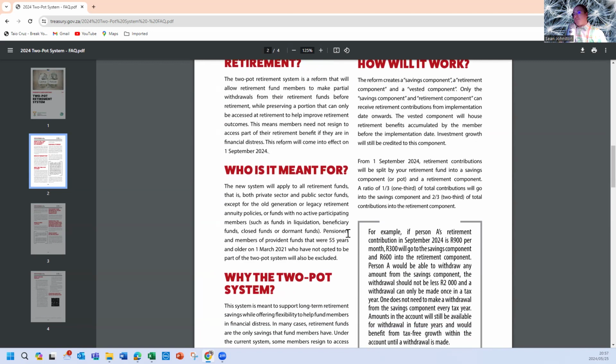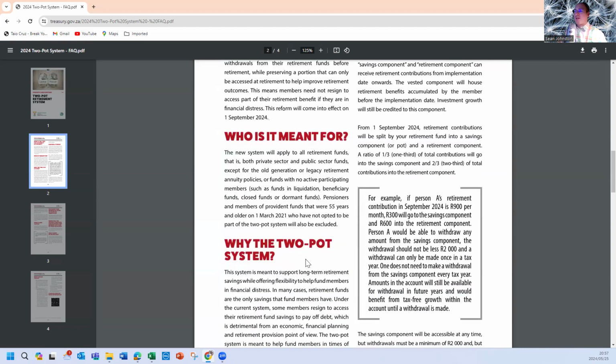Who is it meant for? The new system will apply to all retirement funds, that is both private and public sector, except for old generation or legacy retirement annuity policies or funds with no active participating members, such as funds in liquidation, beneficiary funds, closed funds or dormant funds. Pensioners and members of provident funds that were 55 and older from the 1st of March 2021 who have not opted to be part of the two-pot system will be excluded. I've made a point of that on my spreadsheet as well.